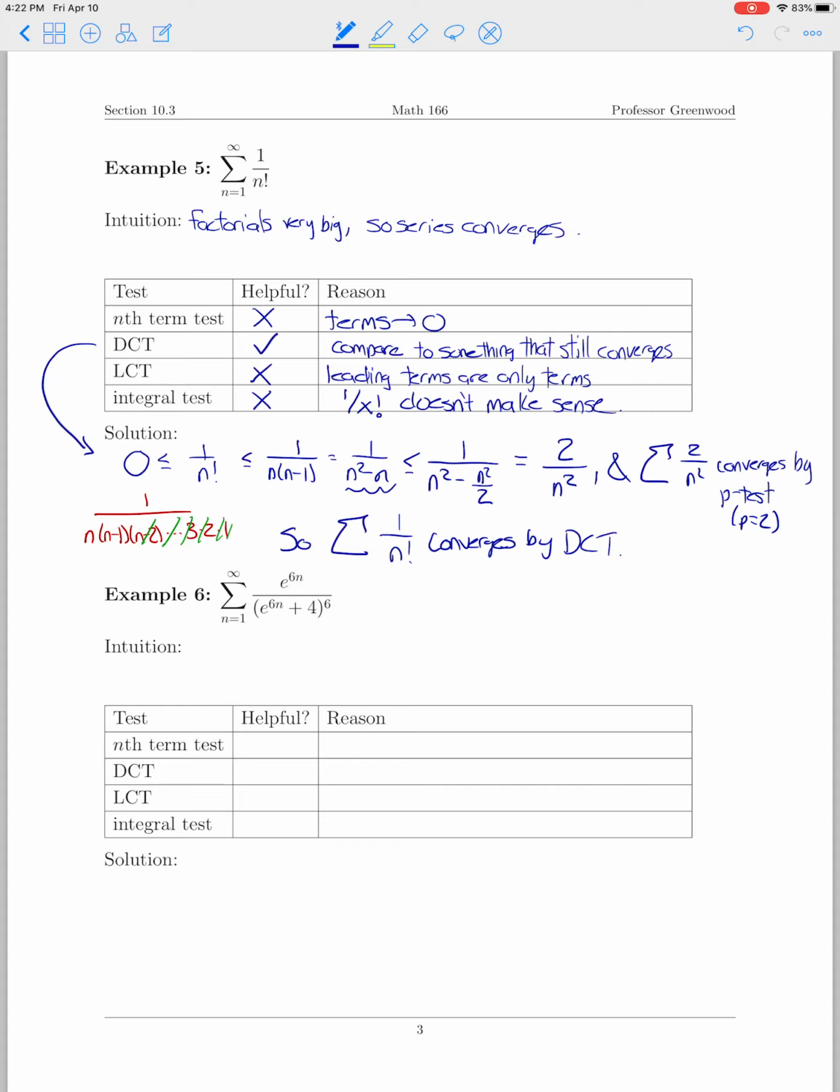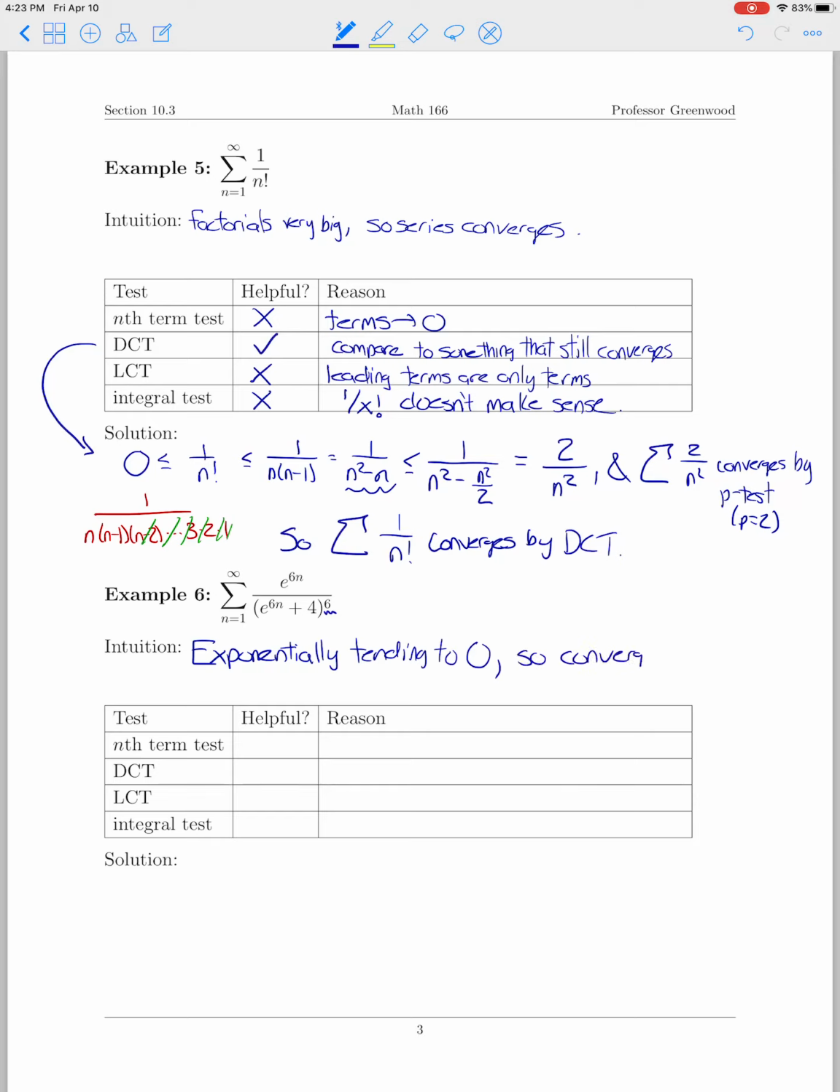Okay, the last one I want to look at is e to the 6n over (e to the 6n plus 4) raised to the 6th. And so here the important thing is that this power right here is bigger, and the denominator is filled with exponentials, and so it's filled with bigger exponentials. And so this is exponentially tending to 0, because the bottom exponentials dominate over the top ones. And so it should converge.